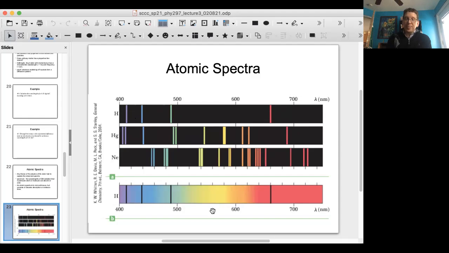Then you see the absorption spectrum. So if you have hydrogen gas and you shine white light or sunlight into that hydrogen gas, you will see dark areas at very specific wavelengths where the radiation has been absorbed. And again, the absorption lines directly correspond to the emission lines, which are up at top.